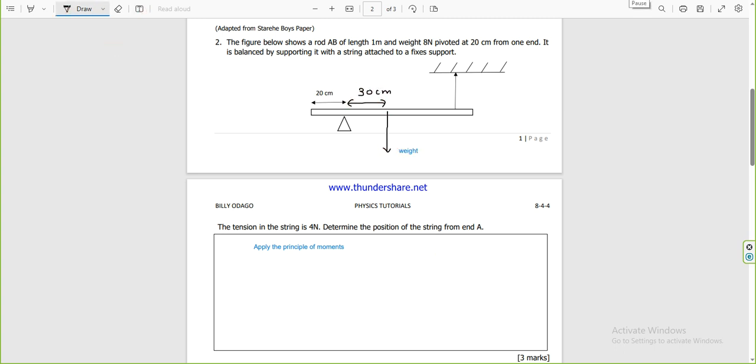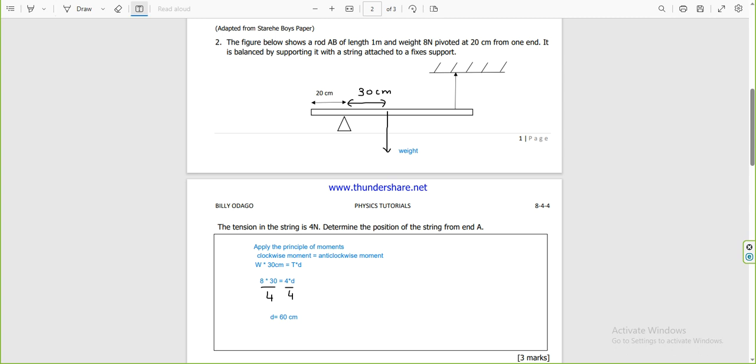Since the rod is uniform, the weight acts through the center, which is 30 centimeters from the pivot. Hence, the clockwise moment due to the weight is W times 30 centimeters, and the anticlockwise moment due to the tension is the tension multiplied by the distance. Substituting the values, we have 8 newtons times 30 centimeters equals 4 newtons times D. D is what we need to find.